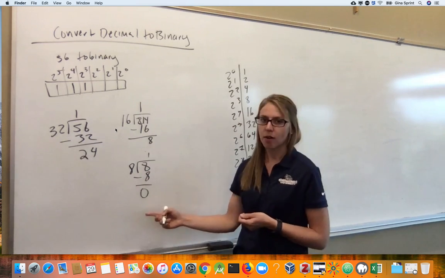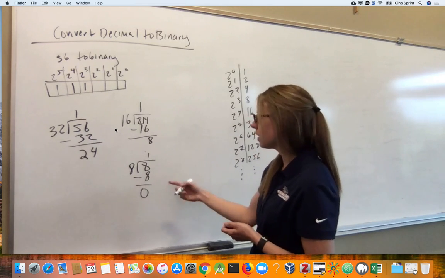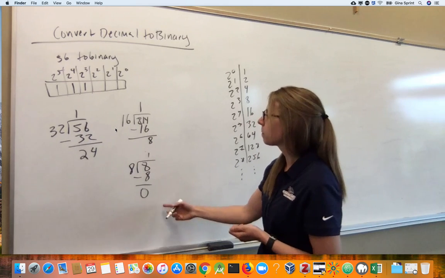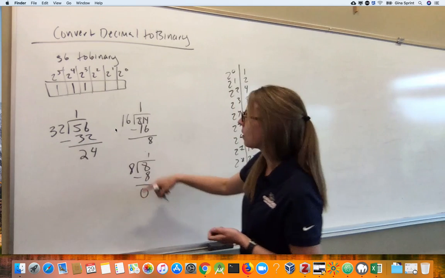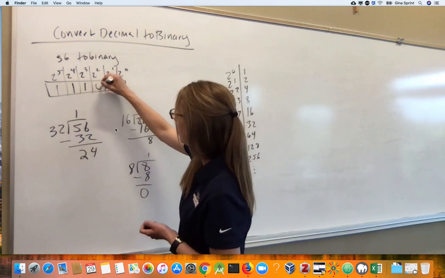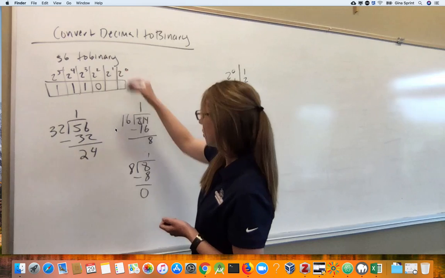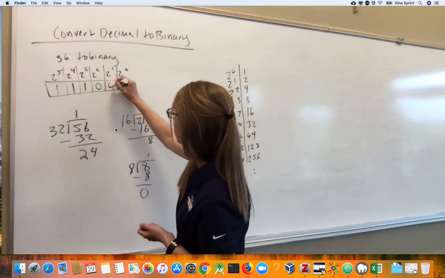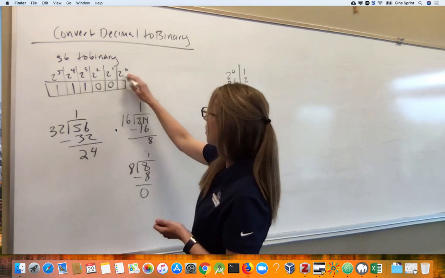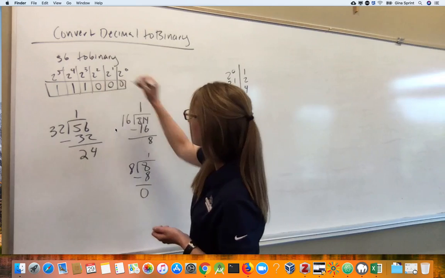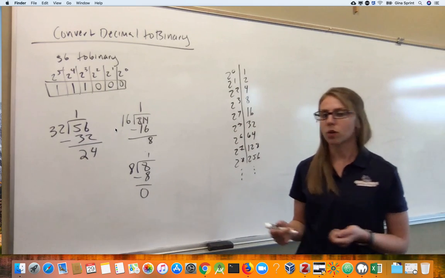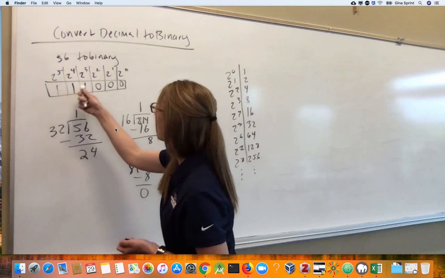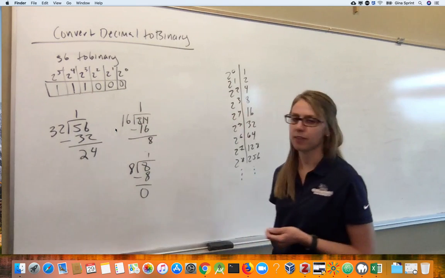Now we have a new subproblem. What's the highest power of 2 that goes into 0? Or we're asking ourselves, does 2 squared go into 0? Does 4 go into 0? No, it does not. Does 2 to the 1 go into 0? No, it does not. Does 2 to the 0 go into 0? No, it does not.